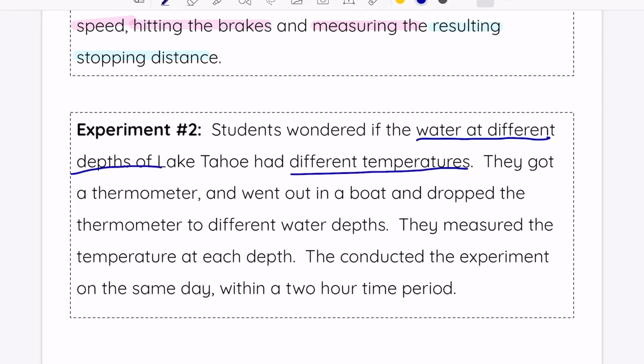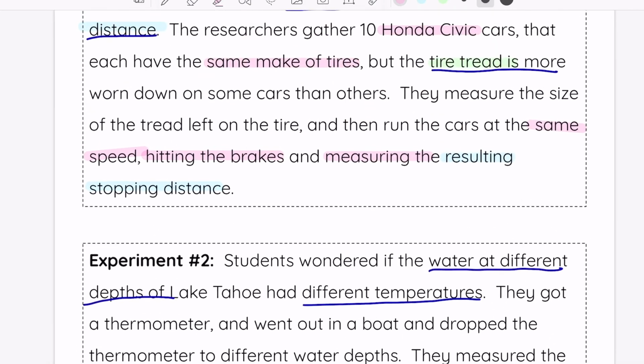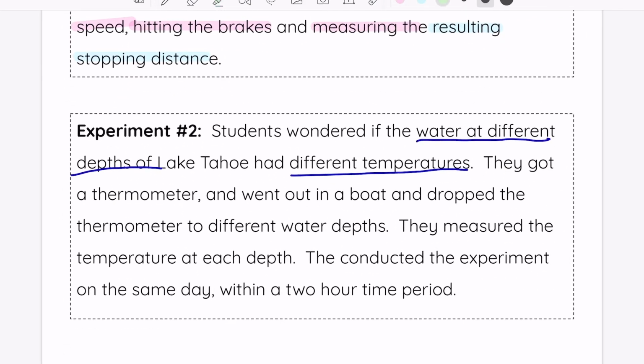They got a thermometer and went out in a boat and dropped the thermometer to different water depths. They measured the temperature at each depth. They conducted the experiment on the same day within a 2-hour time period. So our independent variable, which we're going to highlight in green, is water at different depths of the lake.